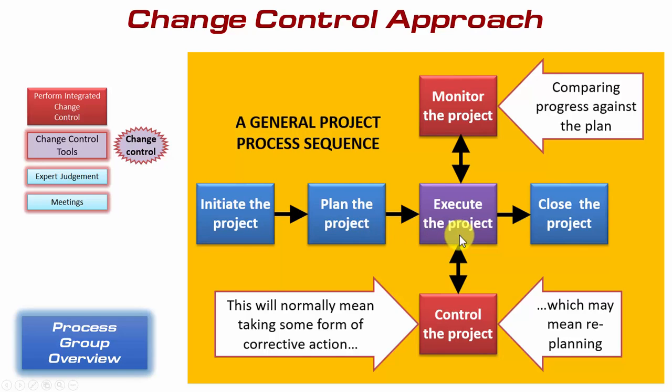You then proceed to execute the project, which basically means giving out the work packages and creating the products. And while doing so, you'll be in parallel using the monitoring and controlling process group. Monitoring the project is comparing progress against the approved baselines contained within the project management plan, and controlling the project is taking some form of corrective action whenever necessary to keep the project on track. And then finally you come to the closing process group, and here you'll be wanting to close down the project or the phase, and if you have any, to close procurements.